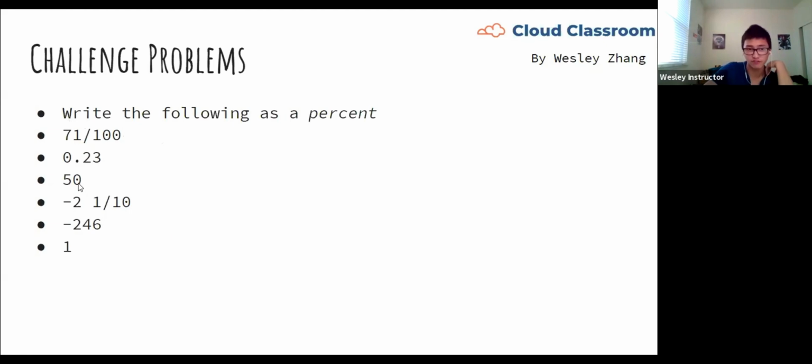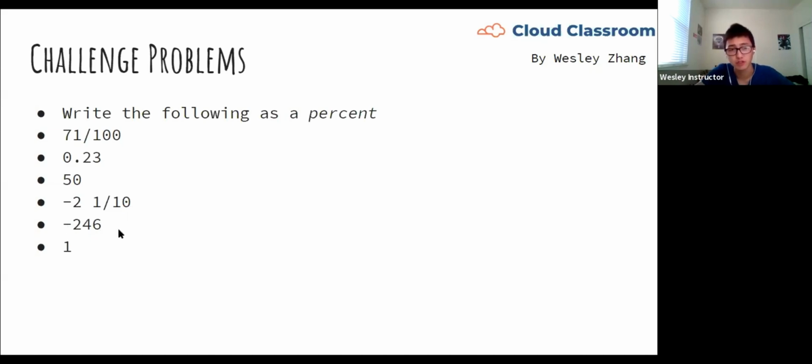All right, 50. So multiply by 100 again. Move the decimal point, that's to the right of the 0, 2 spaces to the right. And that's 5,000%. So 50 is 5,000%. All right, -2 1/10. Yeah, this is kind of confusing. Sorry, guys. So this is -2 1/10 or -2.1. Same process. Convert this into a decimal, -2.1, and then multiply by 100, and then put a percent sign. So -210%.